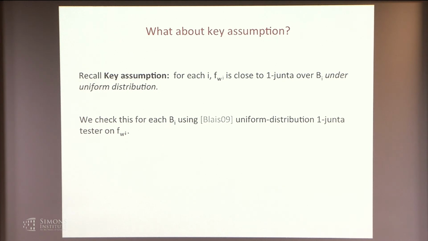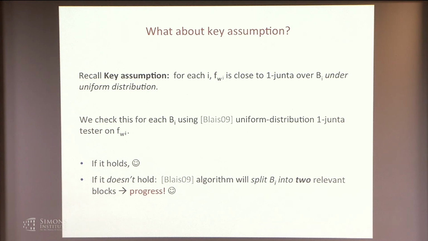So I owe you something, right? We made this assumption, which was that each restricted function, each way of restricting the function to block 1, to block 2, is close to a one junta, right? How can I enforce this assumption? How do I actually end up in a situation where the function is close to a one junta over block 1, close to a one junta over block 2, and so on and so forth? Well, we use the one junta uniform distribution testing algorithm. I just restrict all the variables outside the block according to the fixed setting shared by x and y, and I run the uniform distribution one junta tester on the block.